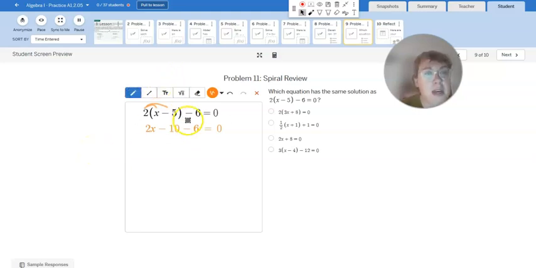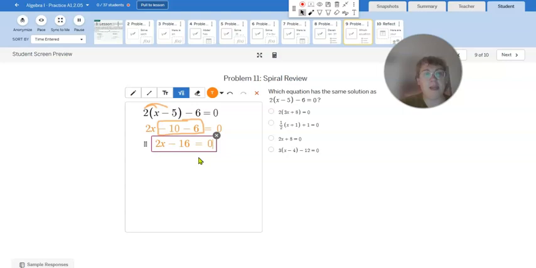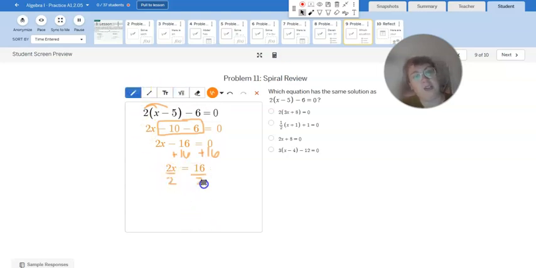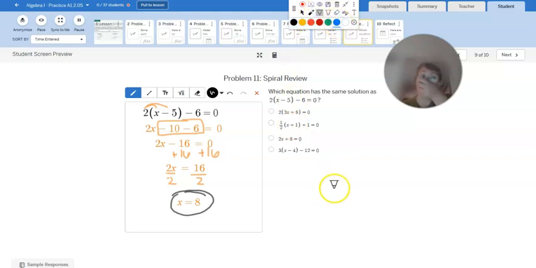Then we can combine negative 10 minus 6 to get a negative 16 by combining our like terms. Then we can add that 16 to both sides to get 2x equals 16 and divide both sides by 2 and we get x equals 8. So here's our answer, and we're trying to figure out which of these equations also has that answer.